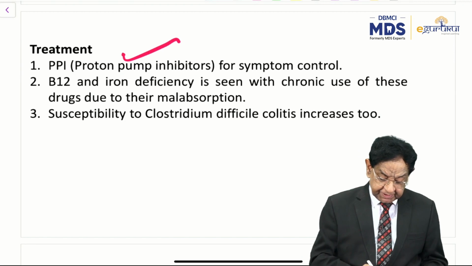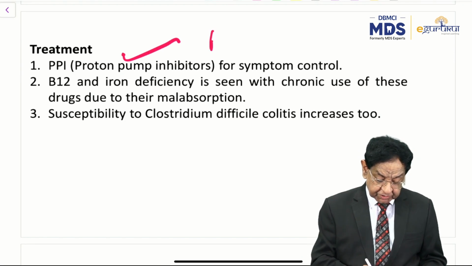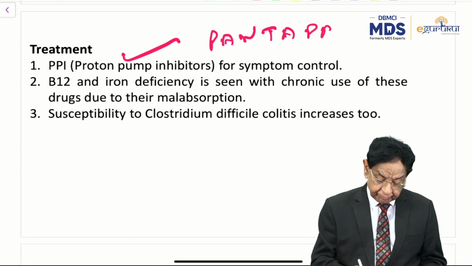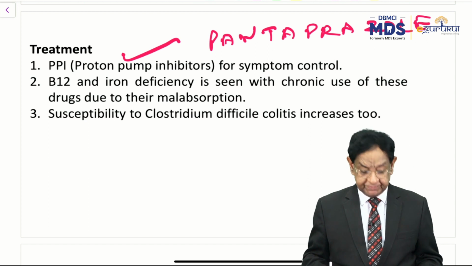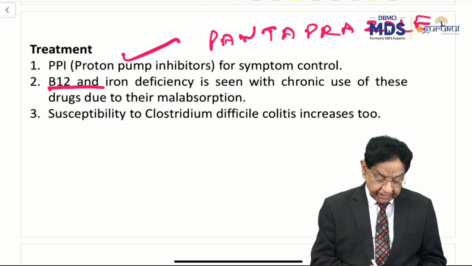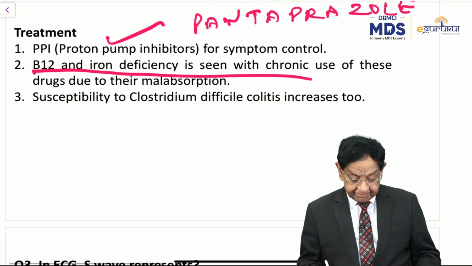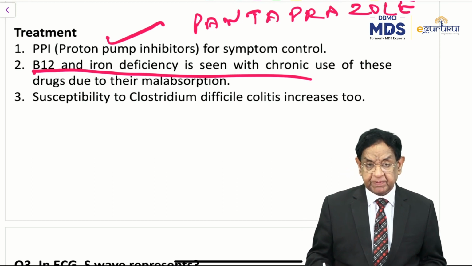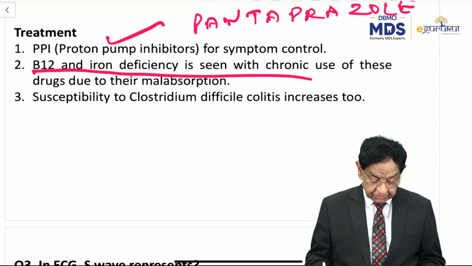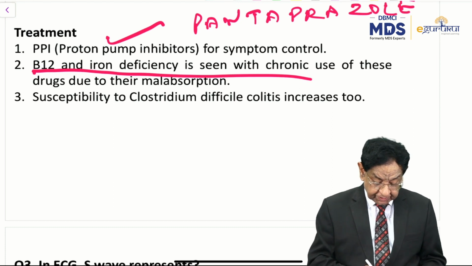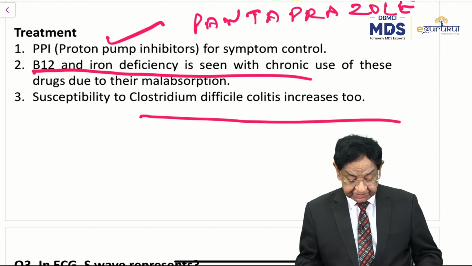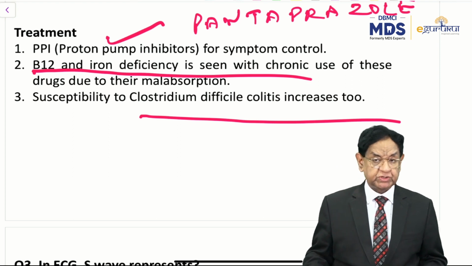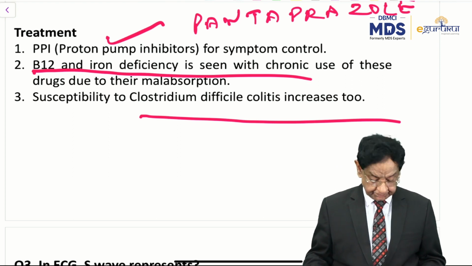Treatment: proton pump inhibitor like pantoprazole, etc. we can give. We have to give B12. Iron deficiency can happen because the chronic use can lead to malabsorption. So we have to supplement B12 and iron also. And they are also susceptible to Clostridium difficile infection. So we have to be very watchful about that also.